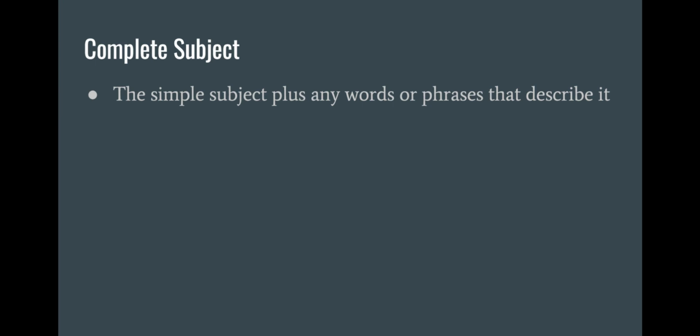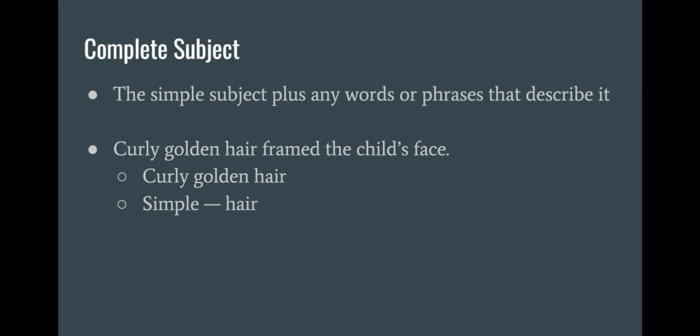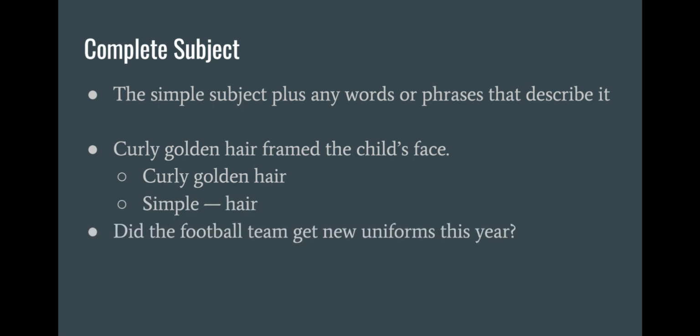Now we need to talk about the complete subject. The complete subject is the simple subject plus any words or phrases that describe it. For example, curly golden hair framed the child's face. The simple subject would be hair. The complete subject would be hair plus anything that describes it. So curly golden hair would be the complete subject. Did the football team get new uniforms this year? The simple subject would be team. The complete subject would be team plus everything that describes it, which is the football team. Simple is team.